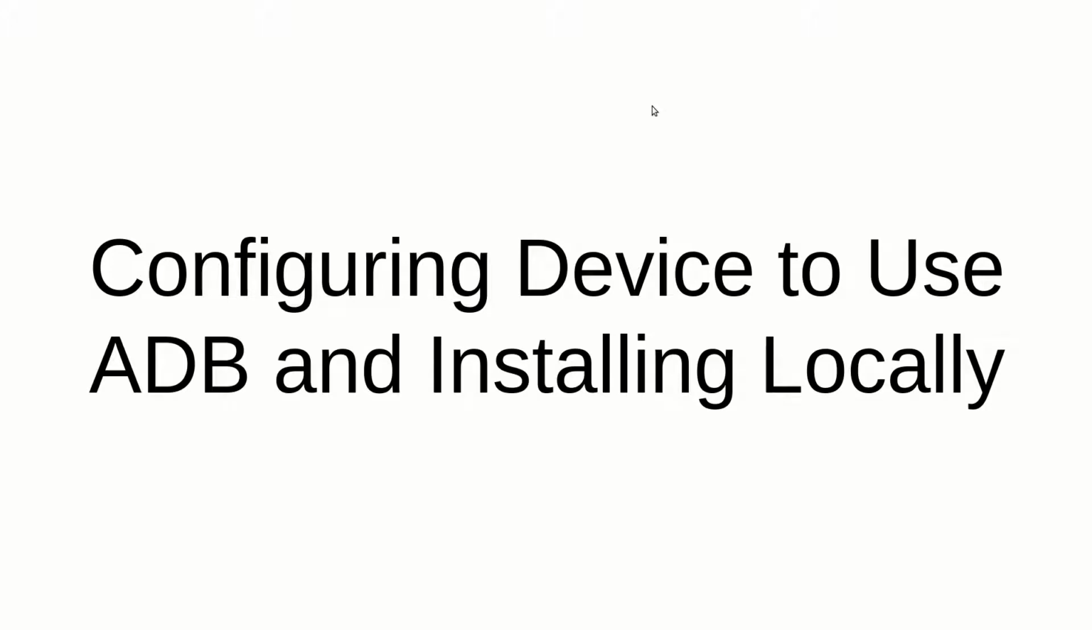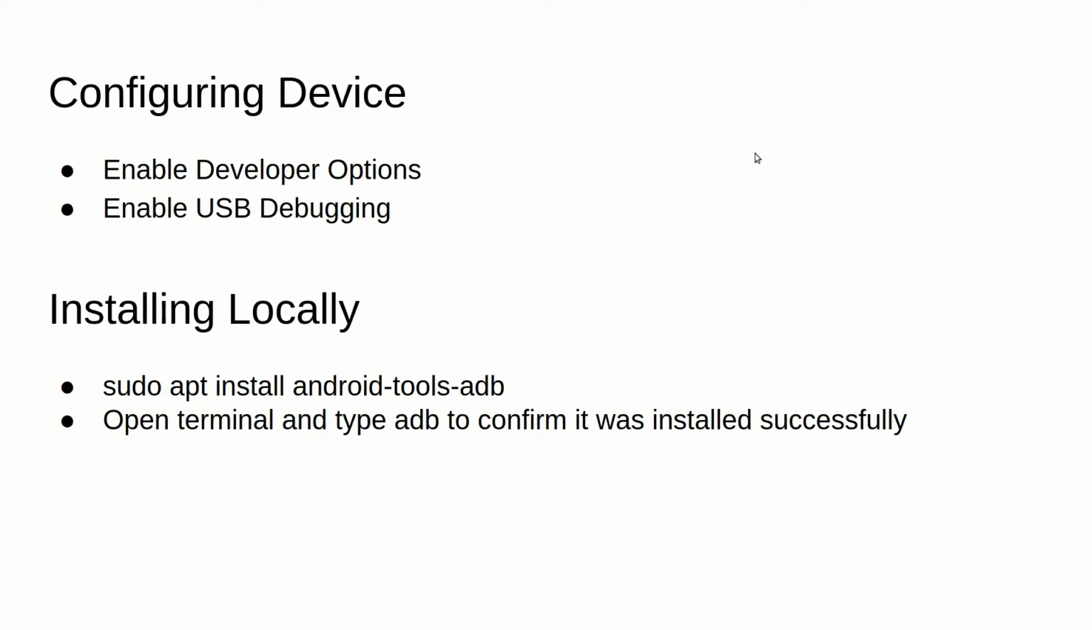Next, we're going to configure your device to use ADB and install it locally on your development machine. The first step is to enable developer options on your Android device. You'll need to go into the device's settings and find the field called build number, and then tap on that field several times. I'll provide a link at the end of the video where you can find instructions for your particular version of Android, because not all Android devices are the same. Once developer options is enabled, click on it and scroll down until you find the USB debugging section, and then enable it.